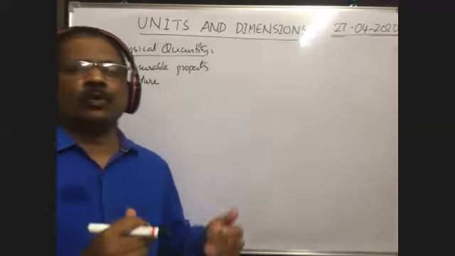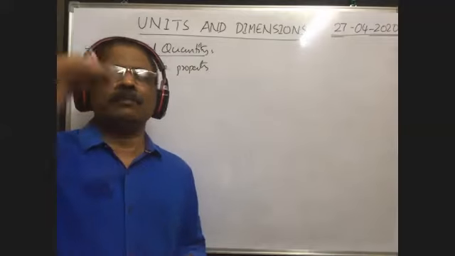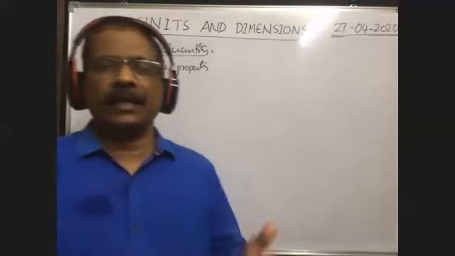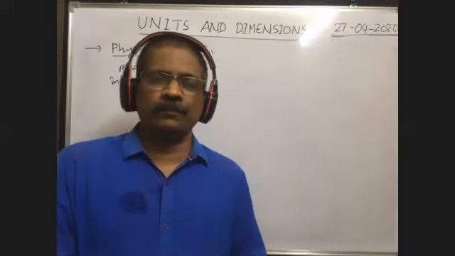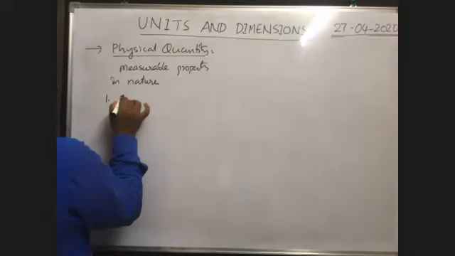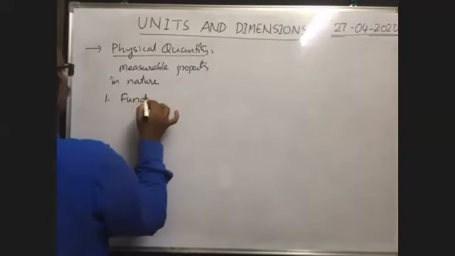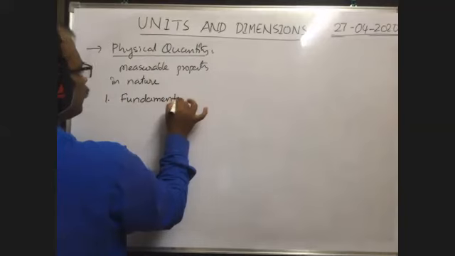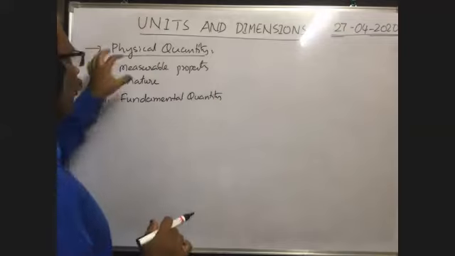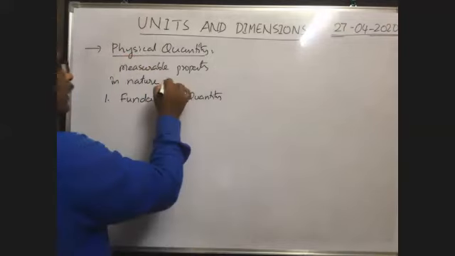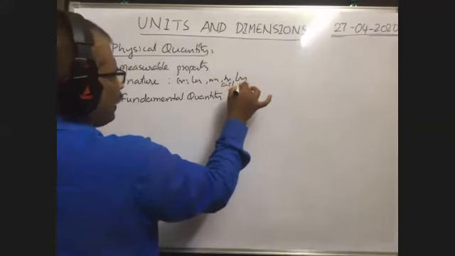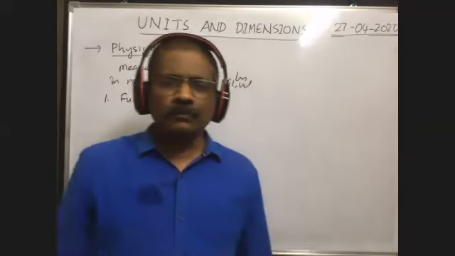In these physical quantities, some depend on the others, some do not depend on the others. So based on dependence of one physical quantity on the other, they are divided into two types. The first one is fundamental quantity. For example, length, mass, time, force, acceleration, velocity. All these are physical quantities.